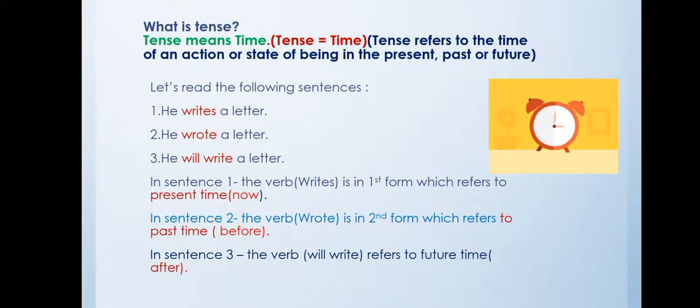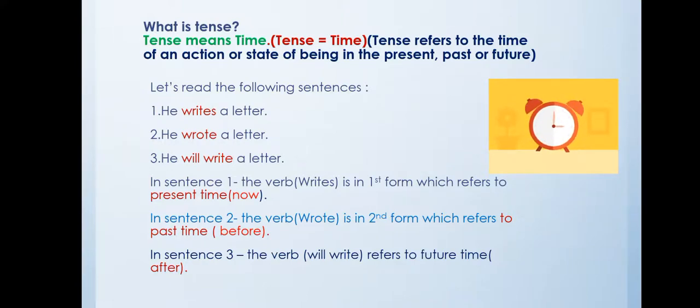So, what is a tense, students? Tense means time. Tense is equal to time. Tense refers to the time of an action or state of being in the present, past or future. Okay, let's read the following sentences. He writes a letter. Here the verb is write. He is the subject, writes is the verb, and a letter is the object. So, here the verb is in first form.